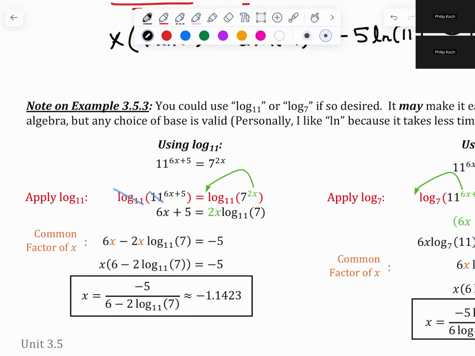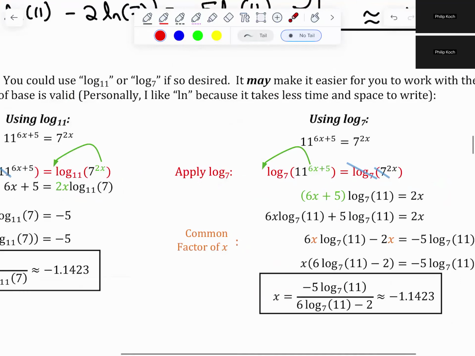If you use log base 11, then on the left-hand side, the 11's cancel. So all you've got is 6x plus 5 times 2x log base 11 of 7. You can bring the 2x log base 11 of 7 over to the left-hand side, bring the 5 over, and then factor out the x. And you get this answer, which is very similar, just a little bit different, and you get the same number. So it's the same thing. That's the nice thing. Or you could do it in the reverse option. You could use log base 7, canceling it out on the other side, distributing the log base 7 in, or log base 7 of 11 in, and solving it that way.